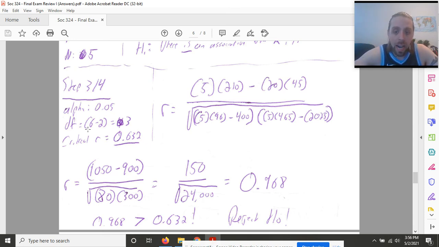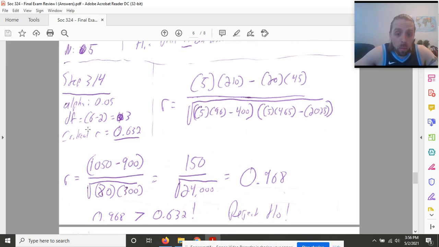So this is highly significant. It is positive. We reject the null hypothesis, right? 0.968 is much greater than 0.632. Therefore, we reject the null hypothesis with 95% confidence, and we conclude that there is a strong positive relationship between the number of classes a student is taking and how stressed out they are.